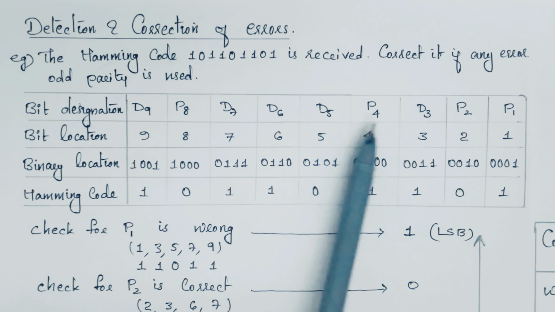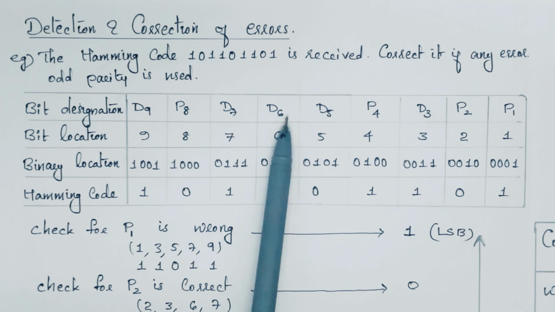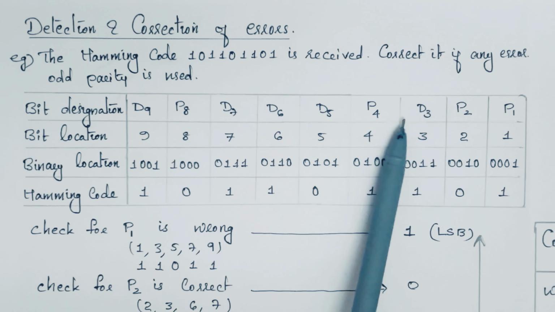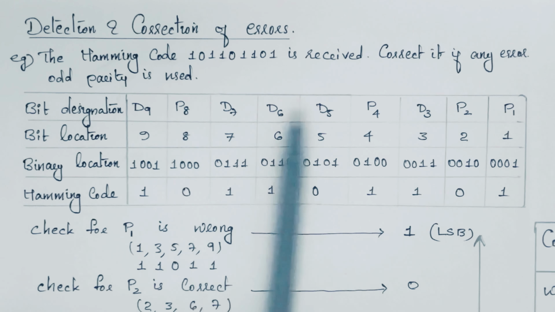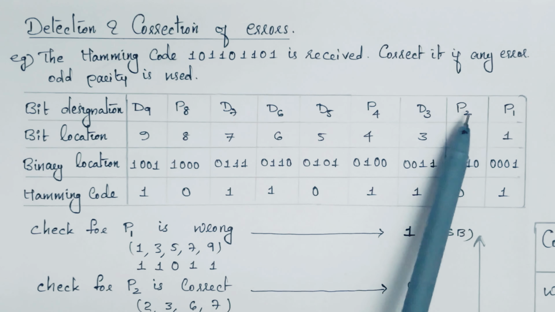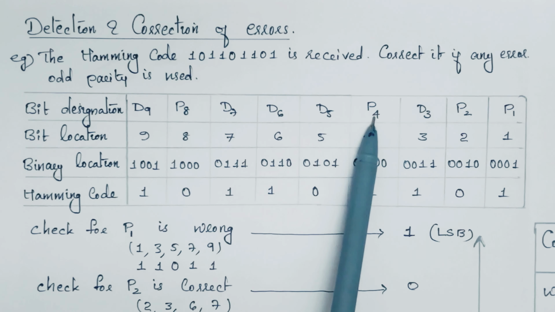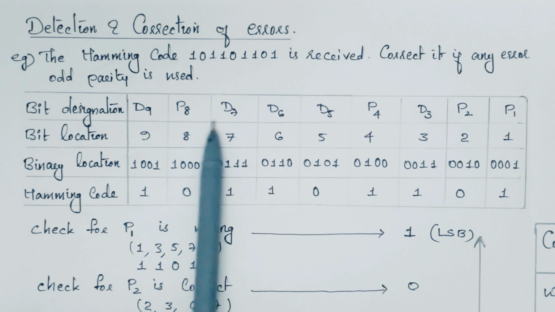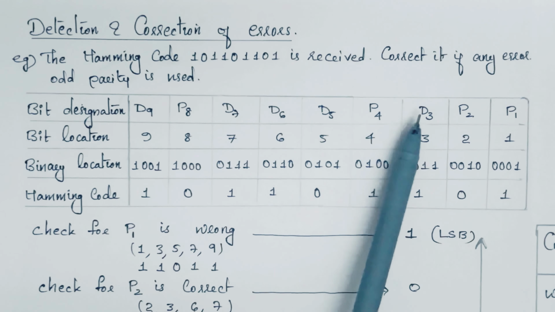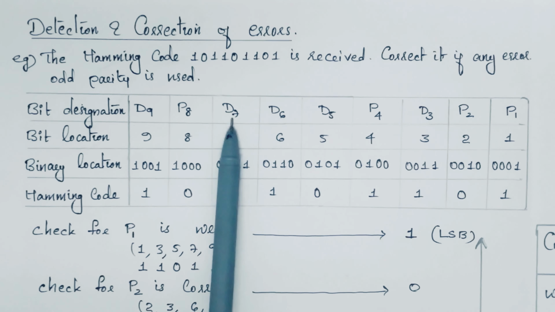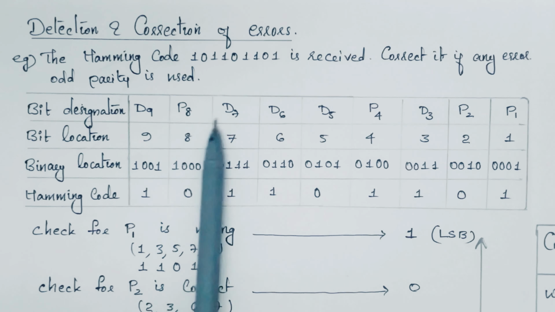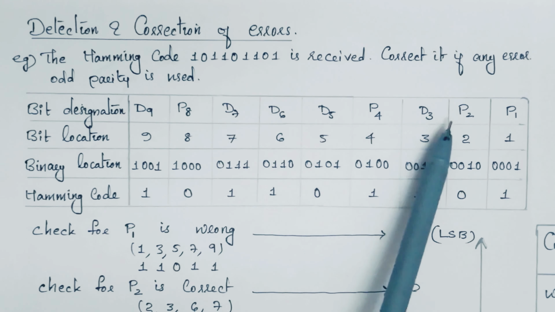And remember, the powers of two locations will be the parity bits. As we discussed in the last lecture, the powers of two locations will be the parity and the remaining will be the data. That means first location parity, second location parity, fourth location parity, and then 2 power 3, 8. So P8 is also, 8th location is also parity, and the remaining will be the data. So remaining means D3, D5, D6, D7, and D9. So total 9 bits are there. In that 5 are the data and 4 are the parity bits.